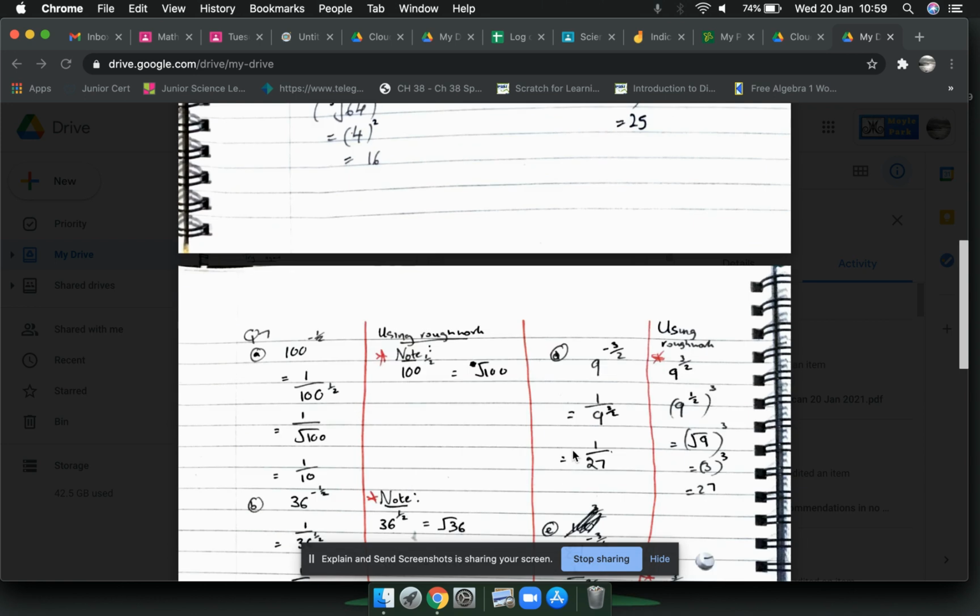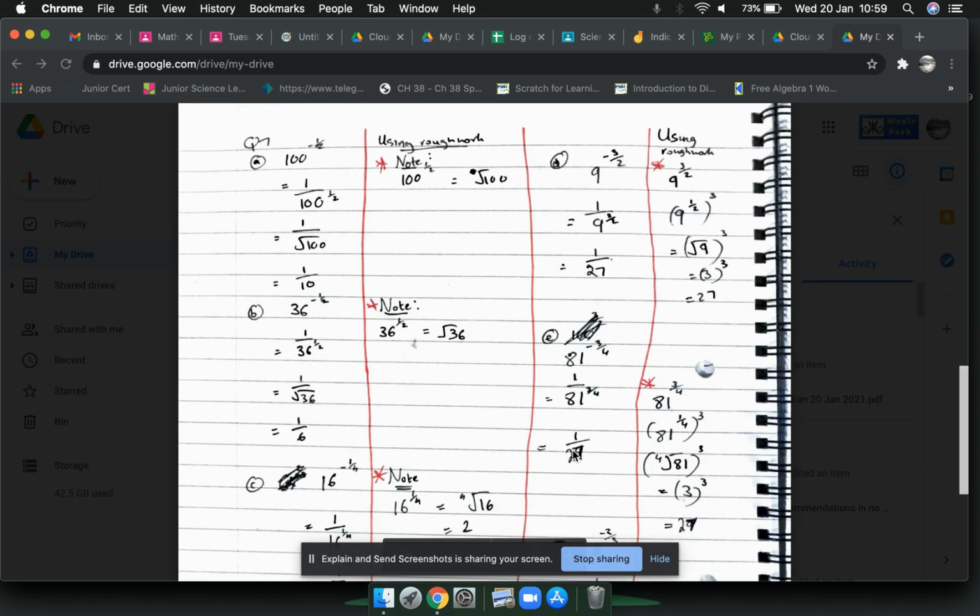Right, skipping down to question 7. Now, I'm going to scroll down this far so I can correct A, B, D, E there, and I'll scroll down a little bit more. So let's go through another example here. Let's go with question 7E.